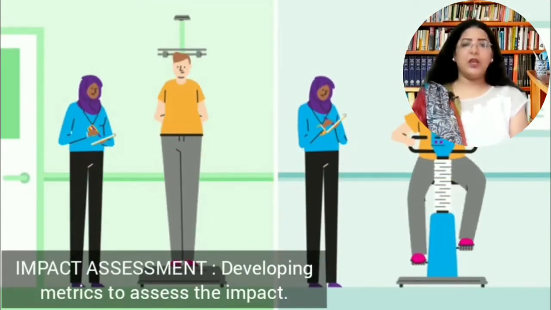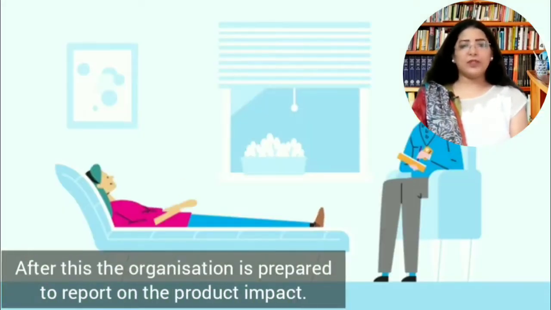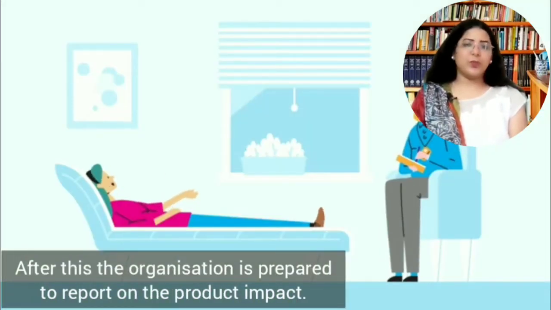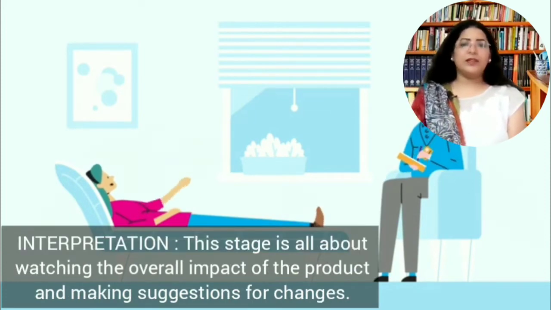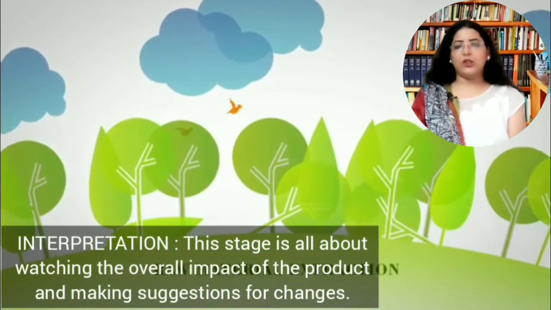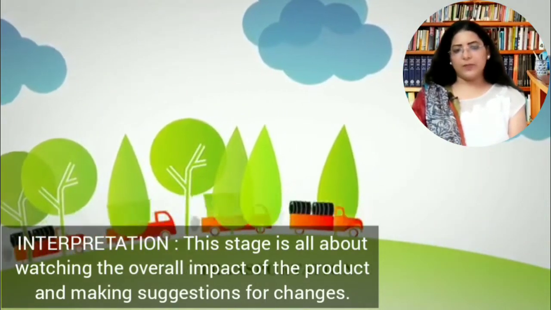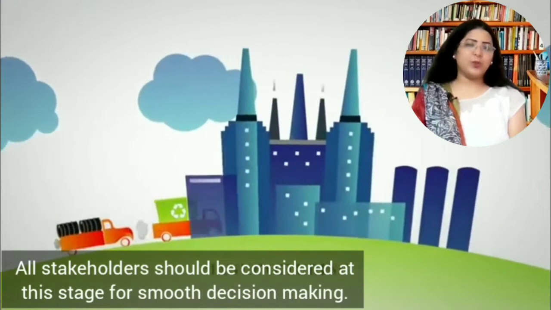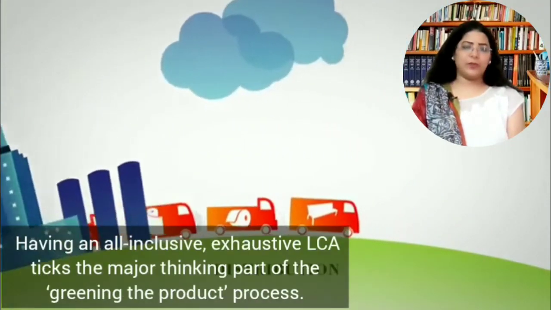Impact assessment. Developing metrics to assess the impact. After this, the organization is prepared to report on the product impact. Interpretation. This stage is all about watching the overall impact of the product and making suggestions for changes. All stakeholders should be considered at this stage for smooth decision making.